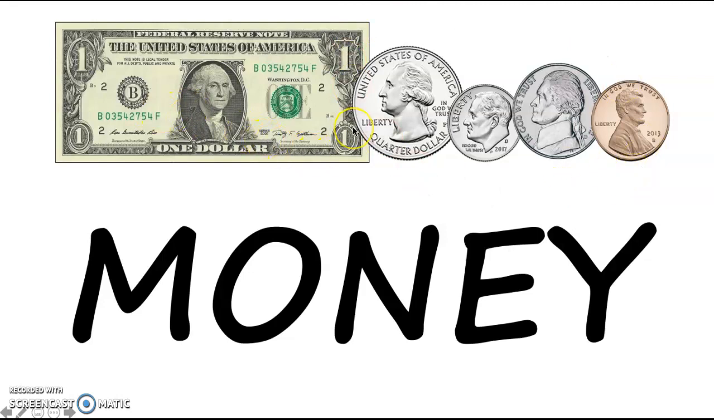So this bill right here is a $1 bill. Obviously it is worth $1. And you can tell because it is in every corner. It tells you $1. Then this coin over here is a quarter, and it tells us right here. Do you remember how much a quarter is worth? Go ahead and tell me. 25 cents.